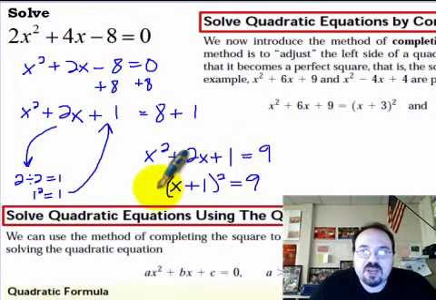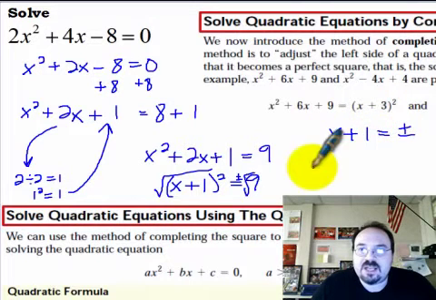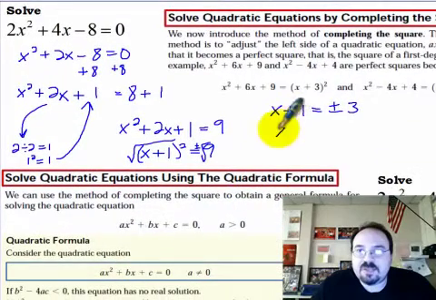And now I'm going to square root both sides. And when I square root, remember I get plus or minus. So I have x plus 1 equals plus or minus square root of 9, which is 3. And that gives me x plus 1 equals 3.